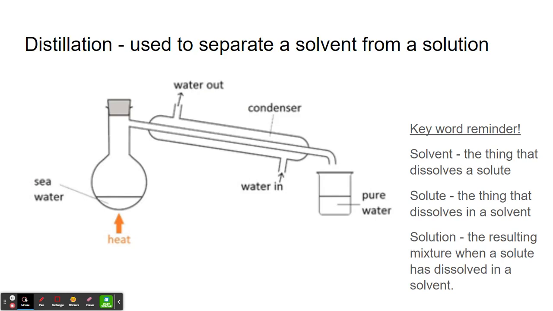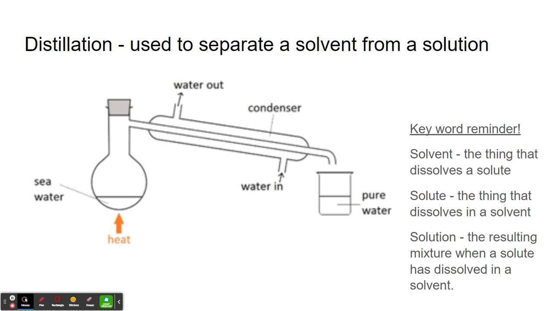Before we do anything else, we need to make sure that we know what these words mean. So have a look again at this keyword reminder box that I've got. A solvent is the thing that is used to dissolve a solute. So what do I mean by a solute? Next one down. This is the thing that dissolves in a solvent.